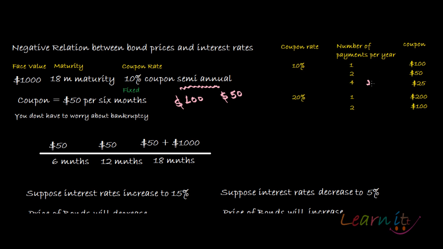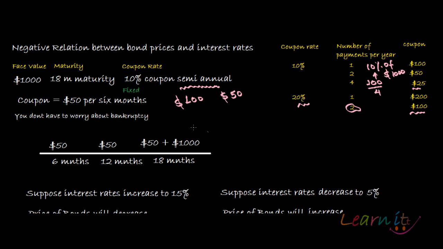That is, $100 divided by the number of times the payments are going to be made. $100 is 10% of $1,000. Okay, so it is $25. Suppose it is 20% and it is just one payment per year, then you'll be getting $200, because 20% of $1,000 is $200. And if it is a semi-annual payment, so the number of payment periods is 2 every year, you'll be getting $100 each period.